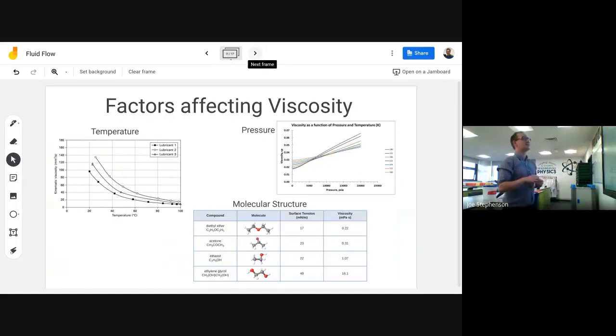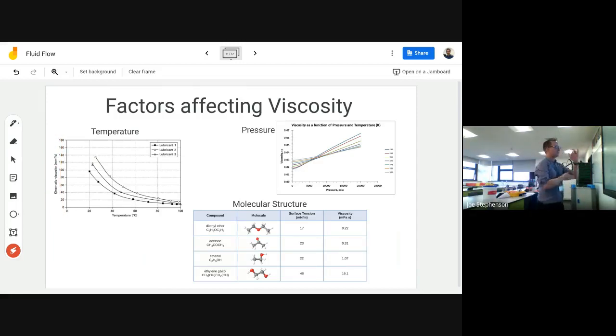Now, factors affecting viscosity can be seen in these diagrams here. Firstly, we have this graph where we have temperature measured in degrees Celsius, increasing from 0 to 100, and viscosity measured in millimeters squared per second. What that's measuring is how quickly, essentially a velocity of flow. If you pour a lubricant, in this particular case these viscous oils, and you measure how quickly they move per second, we can see the impact of temperature on viscosity.